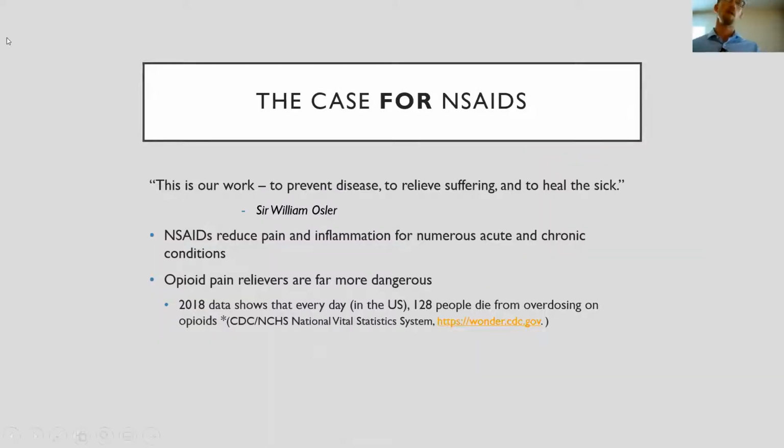We're going to talk a little bit more about NSAIDs in particular, and this slide is the case for NSAIDs. Sir William Osler is quoted to say, "This is our work, to prevent disease, to relieve suffering, and to heal the sick." I guess when it comes to NSAIDs, we're probably looking more at the healing, or relieving suffering aspect. We know that NSAIDs reduce pain and inflammation for numerous acute and chronic conditions. This has been studied over many, many years. Opioid pain relievers are one of the few other options, and we know that those are far more dangerous.